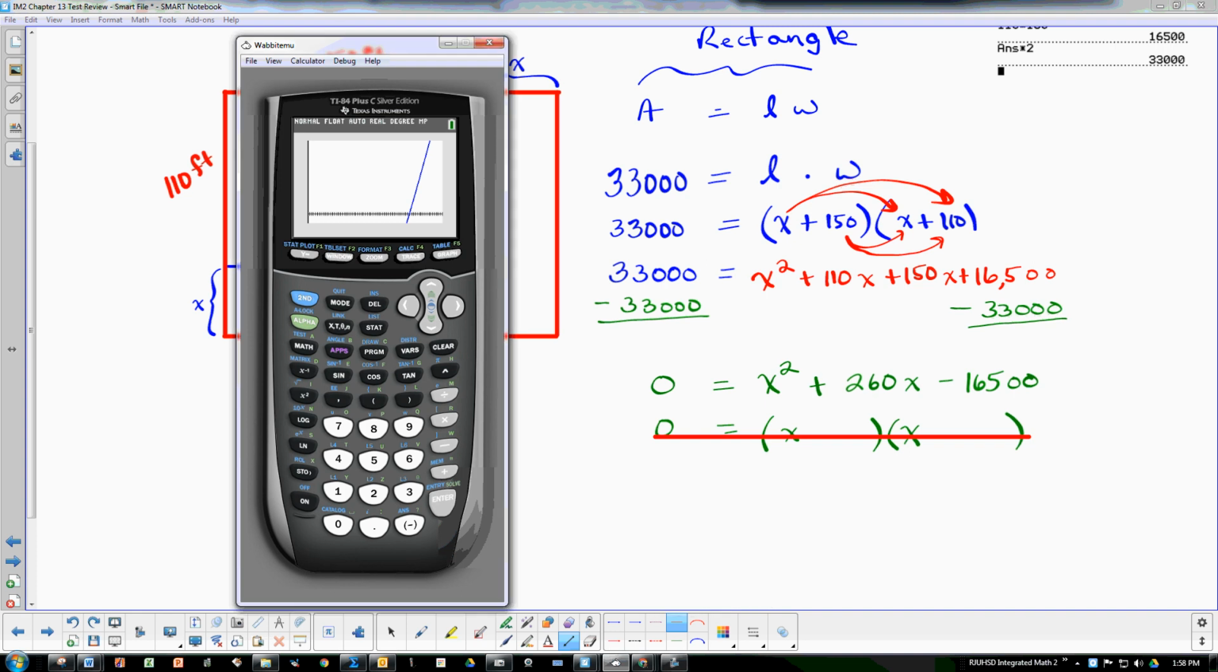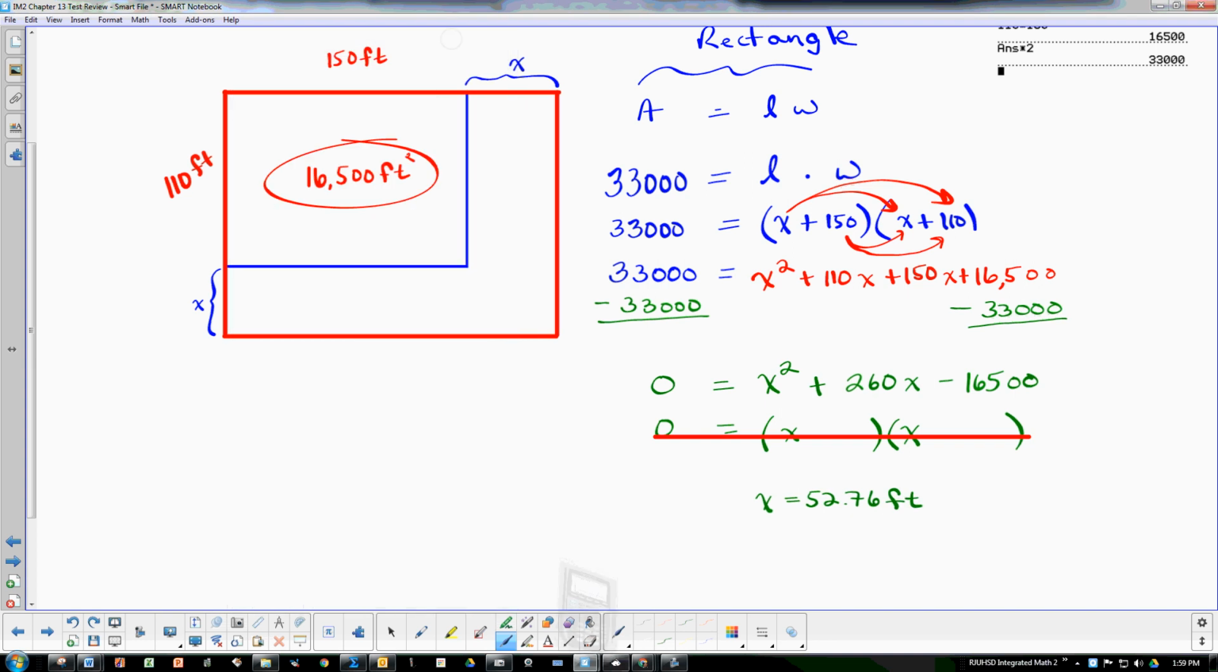So you'll notice I have one x-intercept right here. So we want to find that. So second, calculate, and that's going to be number 2, it's a 0. And left bound, that's fine. Let's keep moving over. Here's a right bound. And that happens to be x is now equal to 52.76. So that's the amount that we are going to add on each side here. So this is going to be 52.76, and this is going to be 52.76.